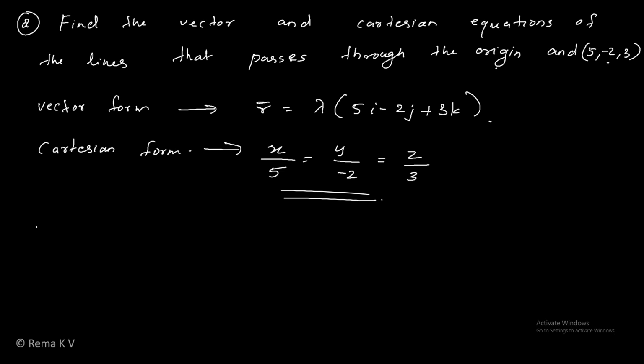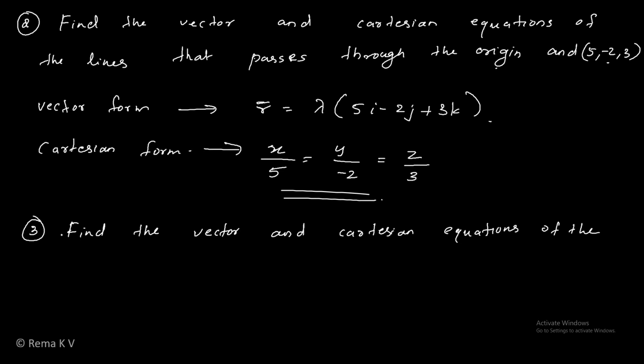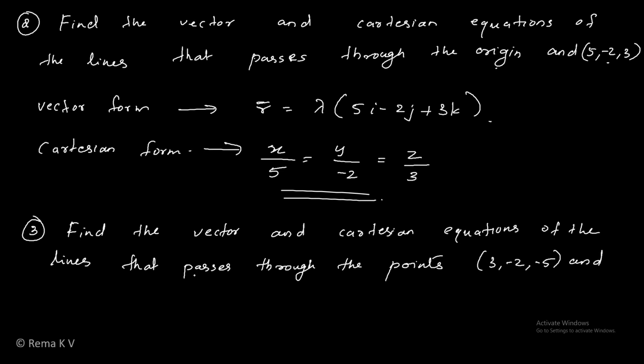Now the next one is: find the vector and Cartesian equations of the line that passes through the points (3, minus 2, minus 5) and (3, minus 2, 6).